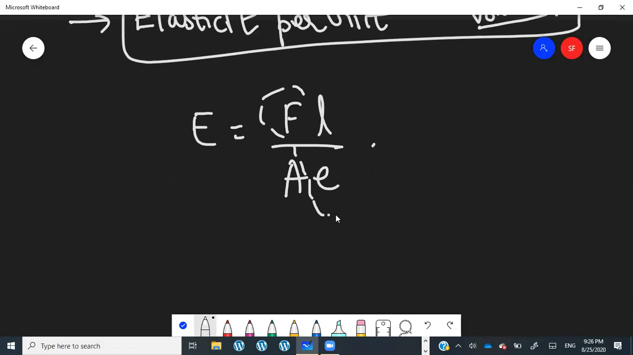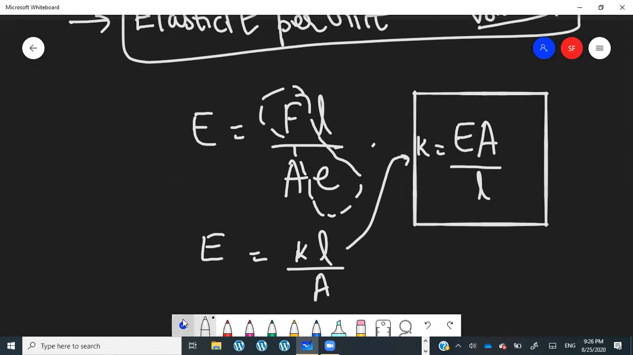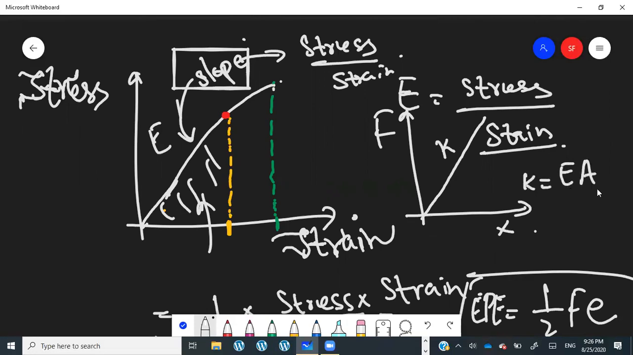And now you know that force upon extension, what is the force upon extension? K. KL upon A is equal to the Young modulus. Now if you rearrange this and make K the subject, it's going to become EA upon L. So you can use the gradient of this graph to calculate the gradient of this graph. By multiplying EA and dividing it by L, you can get the spring constant K. What is the spring constant equal to? EA upon L.